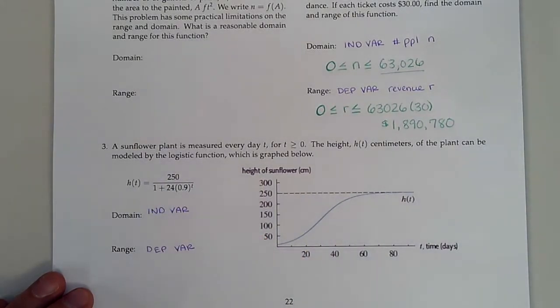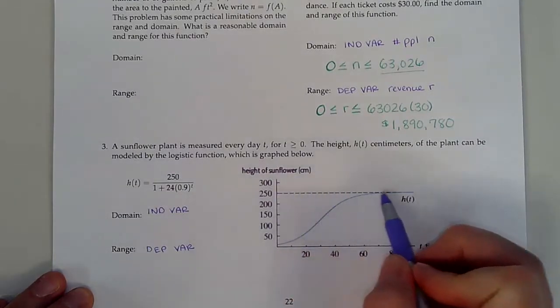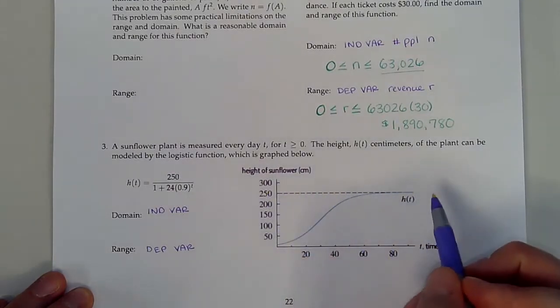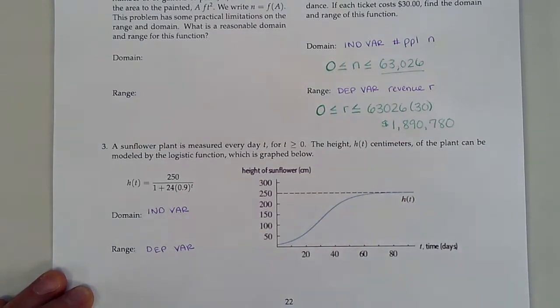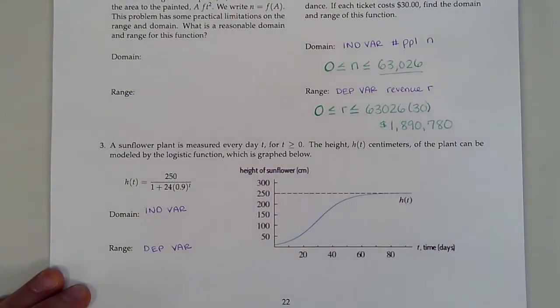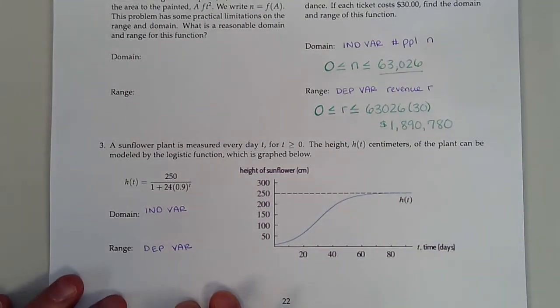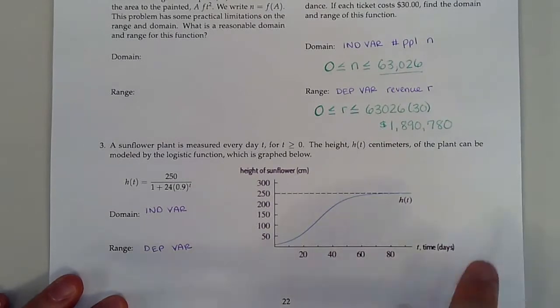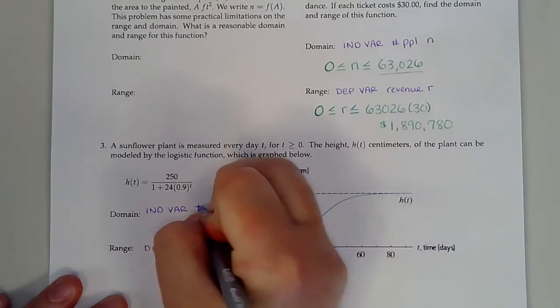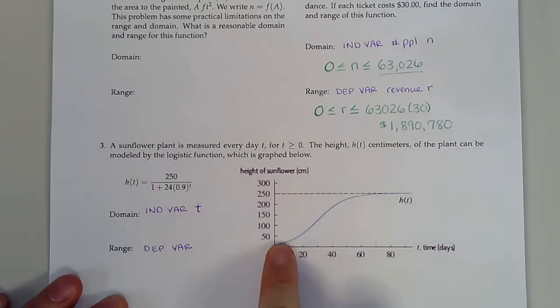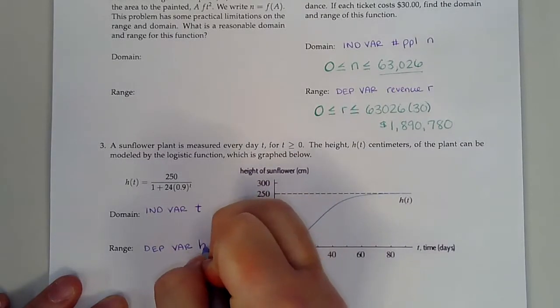The nice thing about a logistics equation is that there's a natural point at which the plant doesn't get any taller. That's the upper bound here on the height of the plant, and that's known as what's called a carrying capacity. So it's a natural limit that occurs just based on nature and science. All right, so our independent variable here is the one on the horizontal axis. That's little t. And our dependent variable is going to be h.